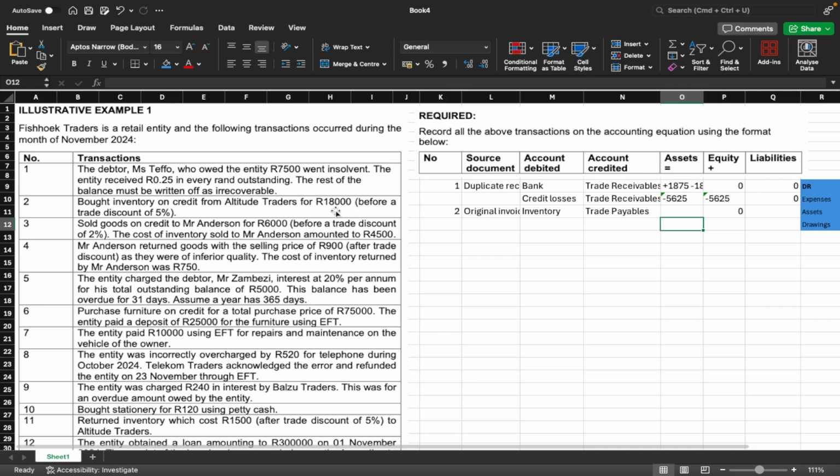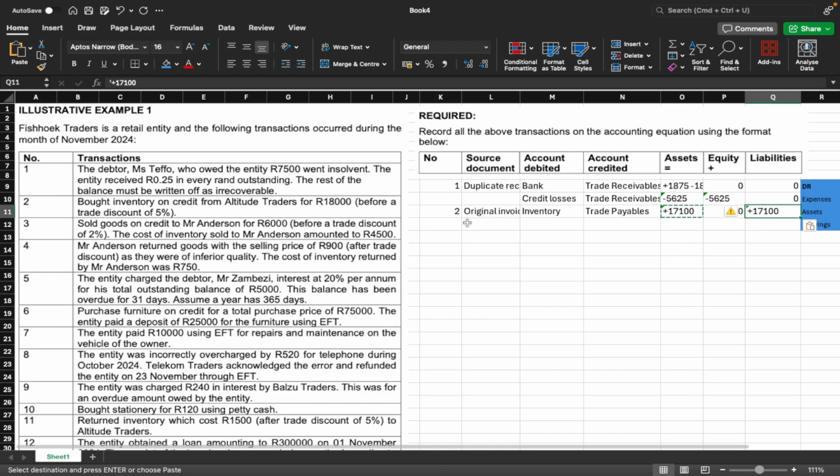Okay, so let's record our amount here. It's 18,000 Rand minus the 5%, meaning we bought it at 95% of the 18,000 Rand. So I'm going to take 18,000 times 95%, or times 100 minus the 5%, same thing, and it will give me 17,100 Rand. And that's how much I am actually going to record my inventory value for. So we'll put it as a positive here because inventory is increasing our assets, but we're also going to put our liabilities as a positive because we've just increased how much we owe other people, in this case our supplier, because we bought it on credit.